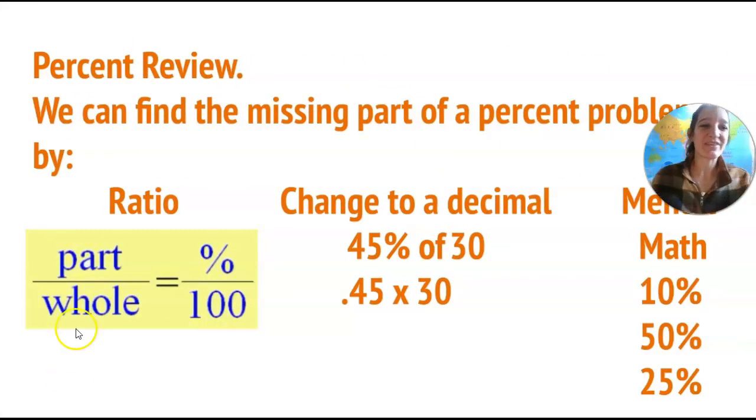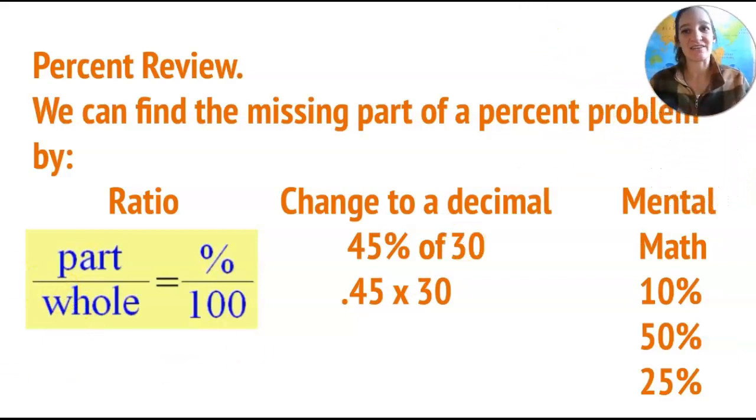Let's review the different ways that I have taught you how to find the missing part of a percent problem. Okay, let's remember that you can set up any percent problem as a ratio. You can change the percent to a decimal and times it by the whole amount. Or I've taught you how to quickly find 10%, 50%, or even 25% of a number. So we're going to use those three strategies today to figure out different amounts of tips, taxes, and discounts.